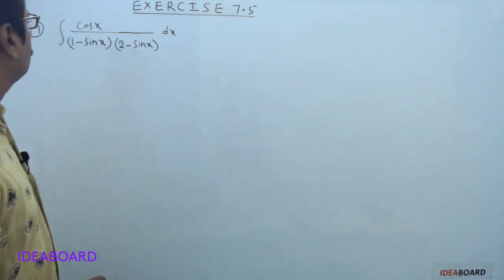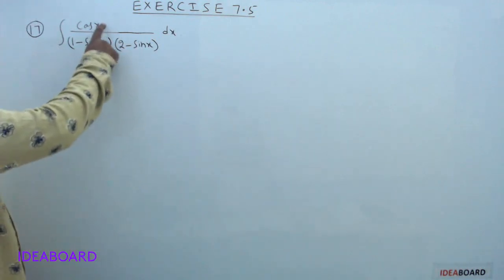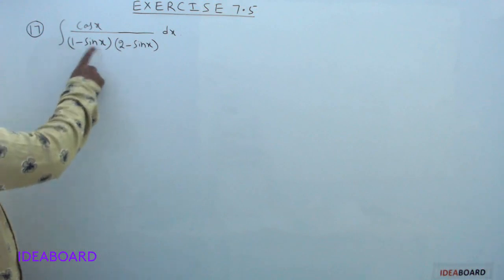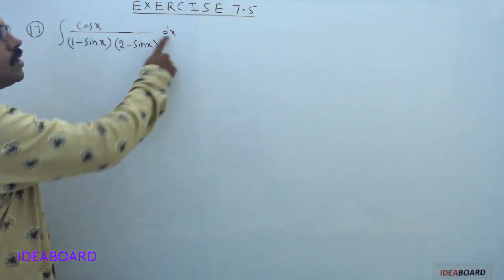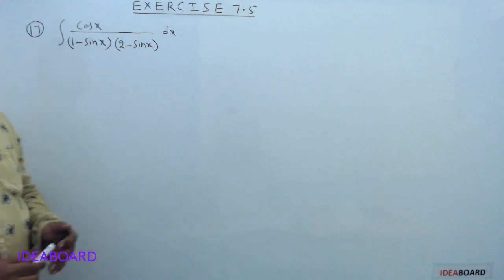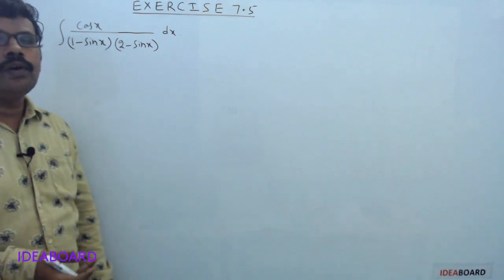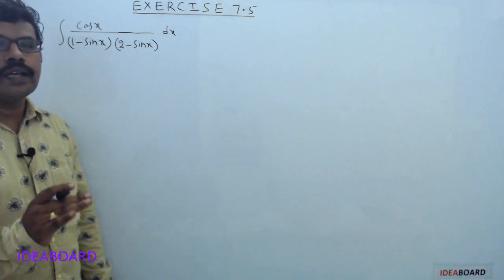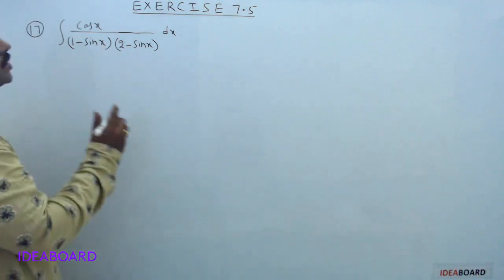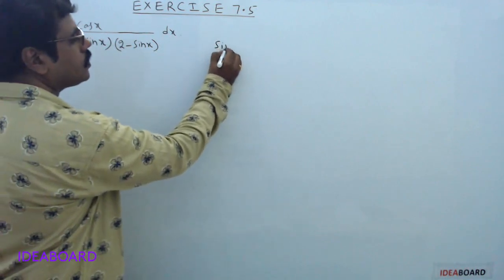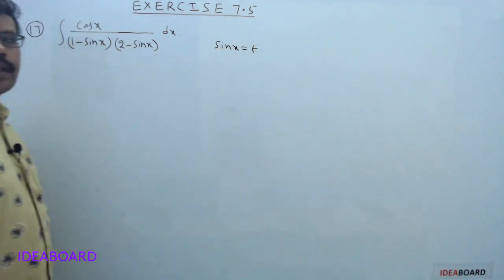Now come to the next question. Integral cos x divided by 1 minus sin x into 2 minus sin x dx. Now this is also an application of type 1 partial fractions. Now here, how to solve this problem? If you take some substitution, automatically it will be reduced into type 1 partial fractions. Now what is the substitution? Take the substitution sin x equal to t.